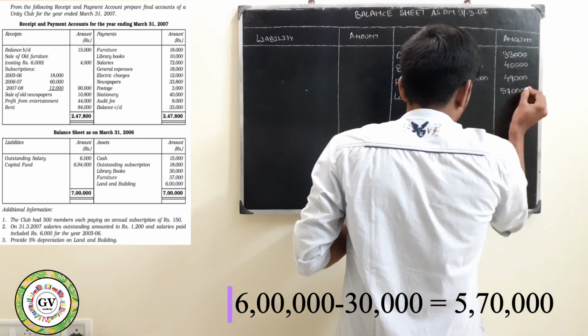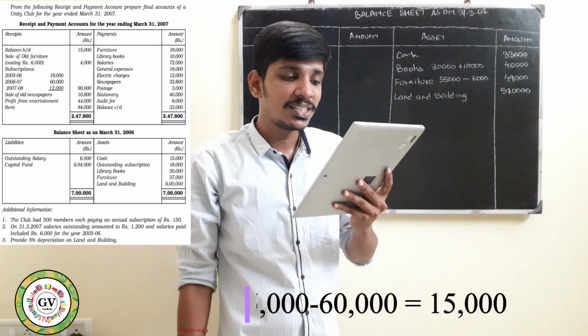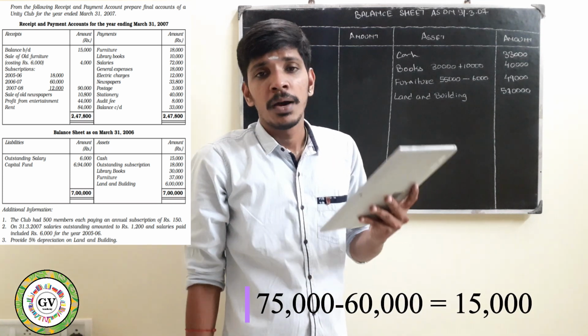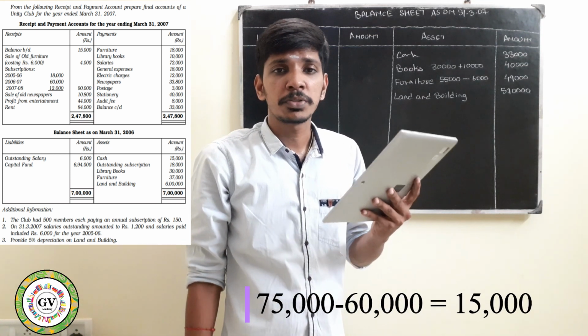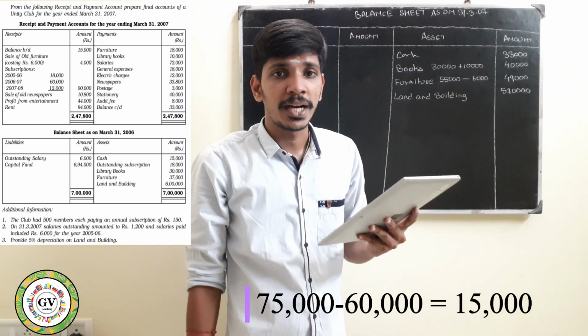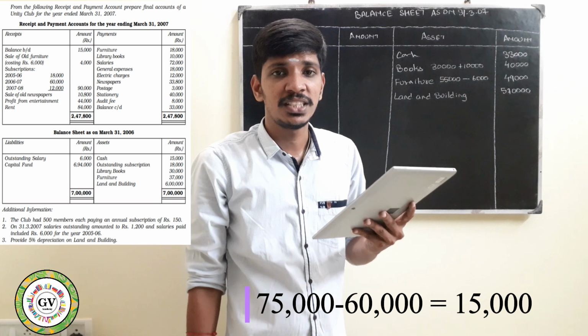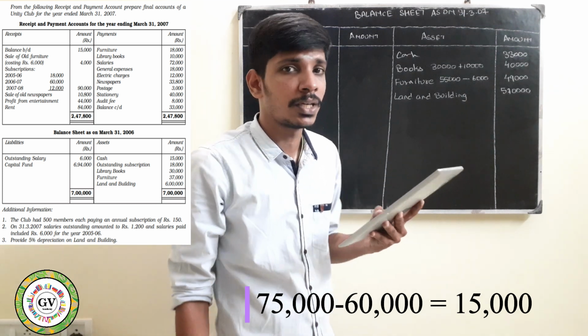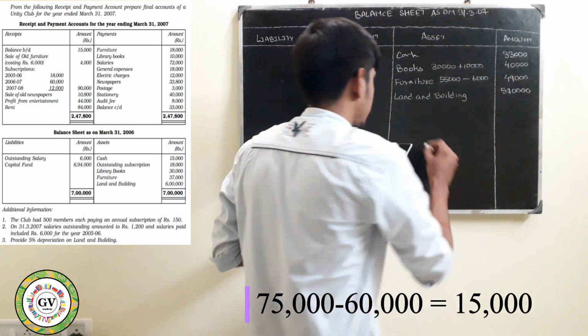And on the asset side, we need to enter the value of the outstanding subscription which needs to be received. In the current year, we have received only 60,000 for the subscription, but the value of subscription for the current year is 75,000. So the difference is still outstanding, that is 75,000 minus 60,000, which amounts to 15,000, which is outstanding.